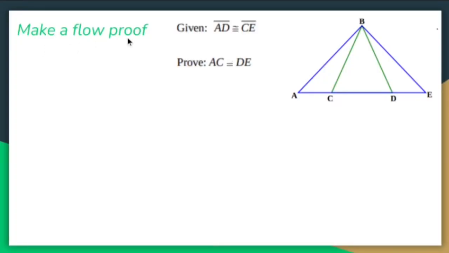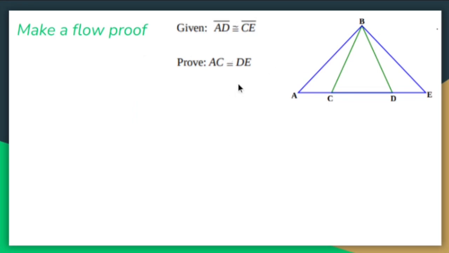Make a flow proof. What's a flow proof? Is it like a flow chart, you ask? Kind of. A flow chart is like: if I do this, then that happens, and if I do that, then this happens, and so on. That's a flow chart. A flow proof is kind of like the same thing, but with statements and reasons instead.